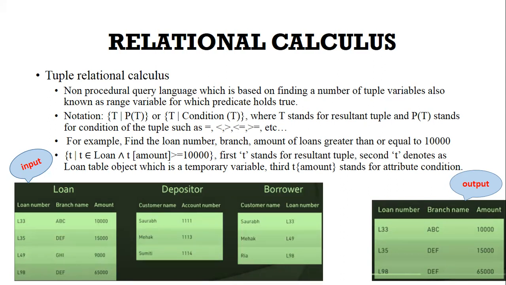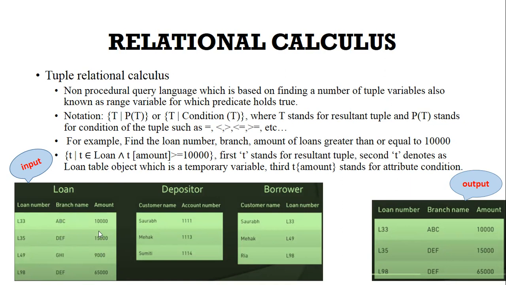So the notation here, inside the curly braces, is T such that T is an element of loan and the amount is greater than or equal to 10,000. The first T stands for the resultant tuple. What the result has to display is taken care of by this T. The second T denotes the loan table.